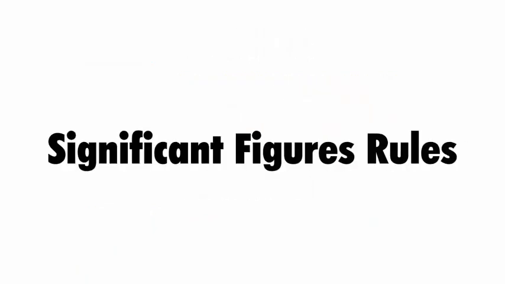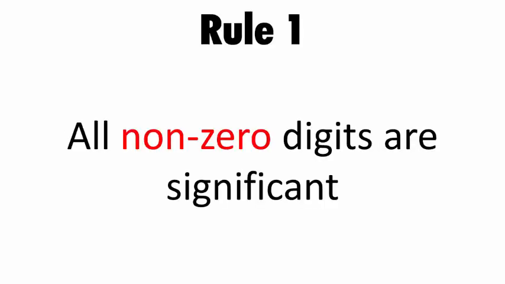The number of reliably known digits in a number is called the number of significant figures. There are three simple rules for determining how many numbers are significant. The first rule is that all non-zero digits are significant. Non-zero digits are digits between 1 and 9 and exclude the digit 0.